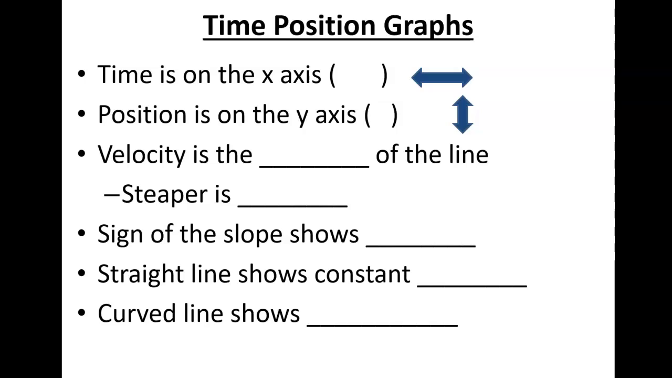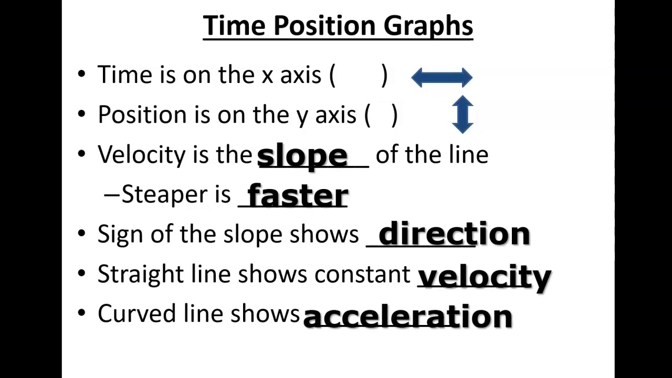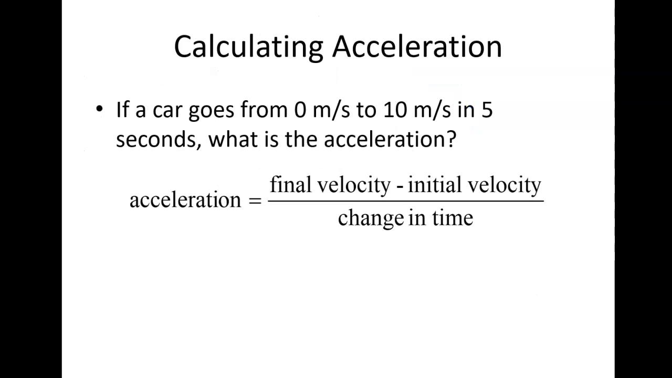When we have a time position graph, the time always is on the x-axis, whereas the position is always on the y-axis, up, down. Velocity is the slope of the line. The steeper the slope is, the faster it will go. The sign of the slope shows the direction. A straight line shows that it's constant velocity. A curved line shows that it's acceleration. And then again, calculating acceleration is a mathematical equation that we will work on in the next unit.